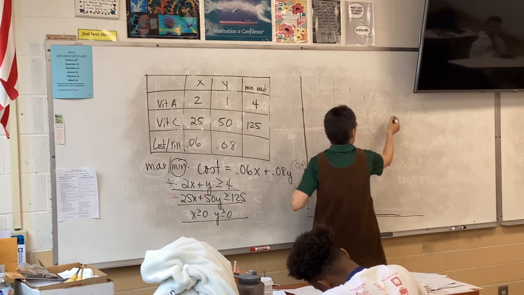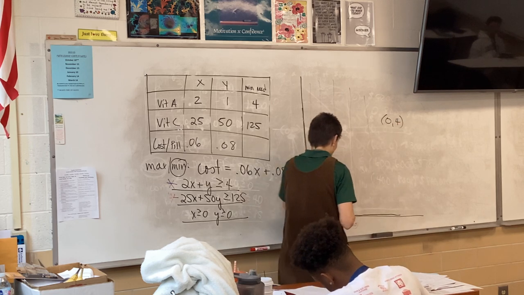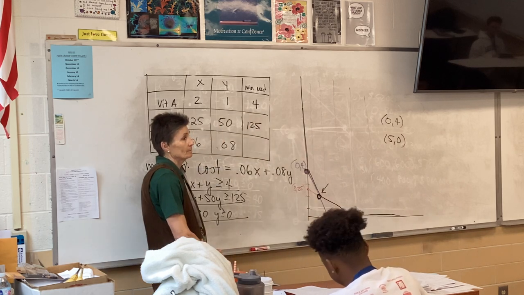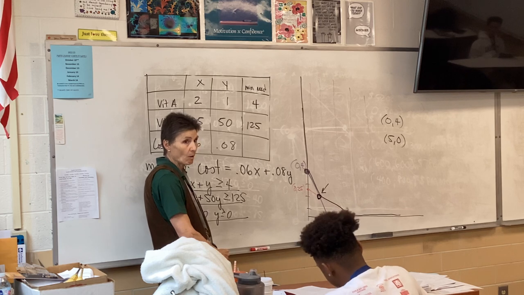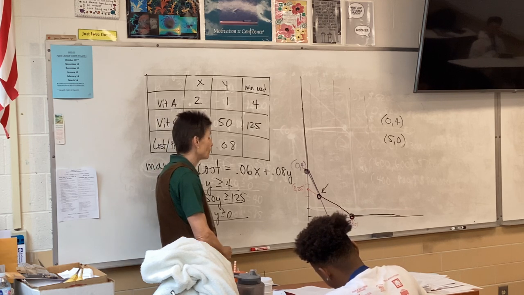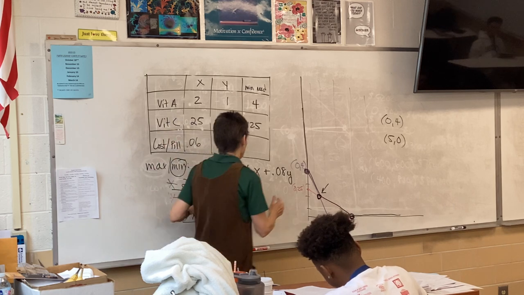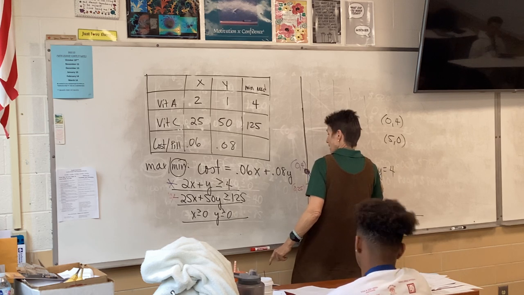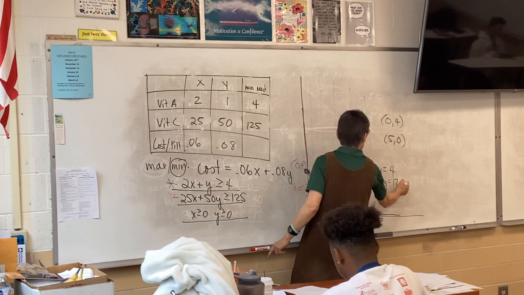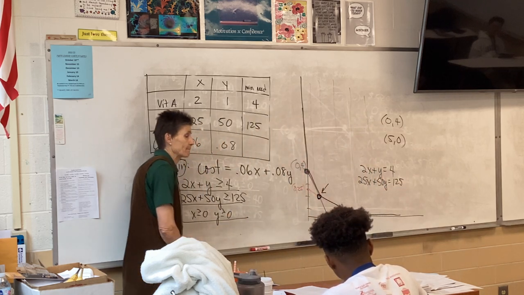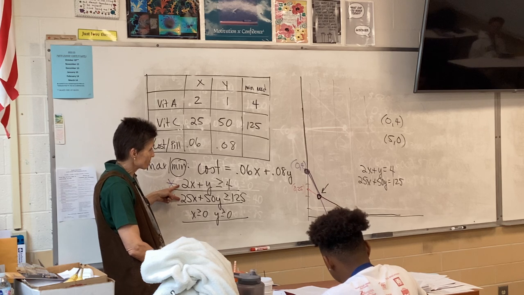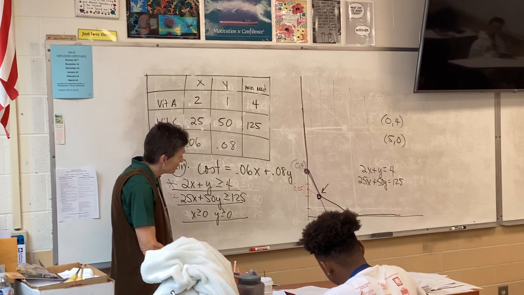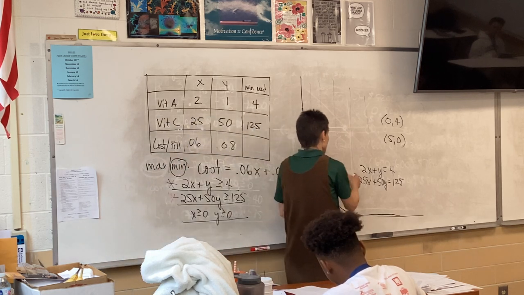So my points are going to be 0, 4, and 5, 0. And then this one, which I'm going to find by substitution or elimination of red and purple, so 2x plus y equals 4, and 25x plus 50y equals 125. So these two equations, I'm going to substitute or eliminate. I guess I'll multiply this one by negative 50.